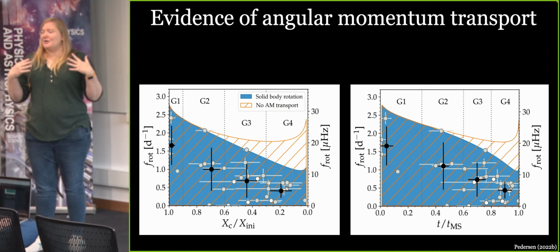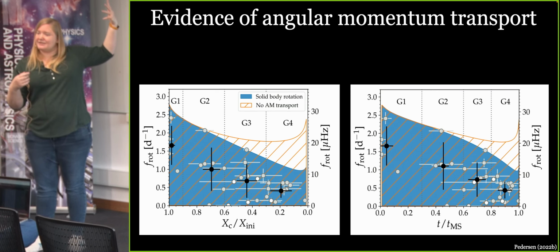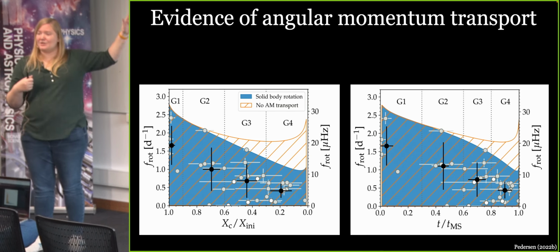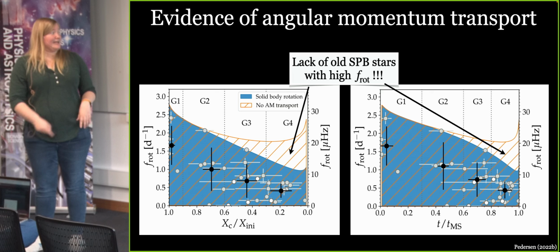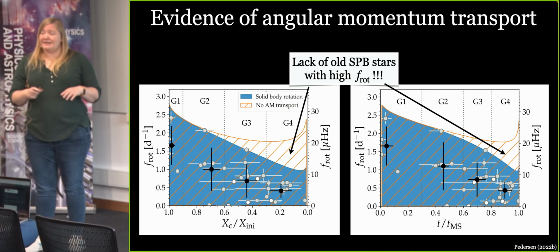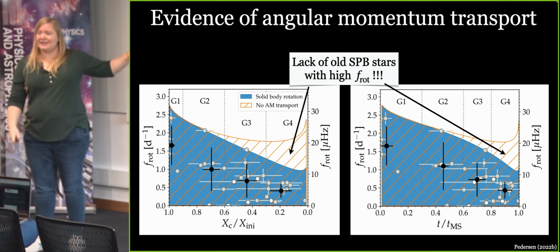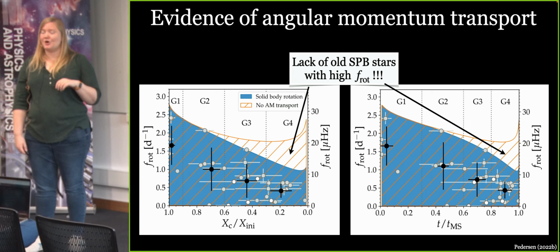And I wanted to highlight that in either case, the star's rotation does decrease over time, but by how much is really dependent on how efficient the angular momentum transport is. And what I really want to highlight here is that we have an area in these diagrams where we don't see any stars, and this is indicating that angular momentum transport appears to be very efficient inside these stars, and is definitely taking place for these type of SPB stars on the main sequence.